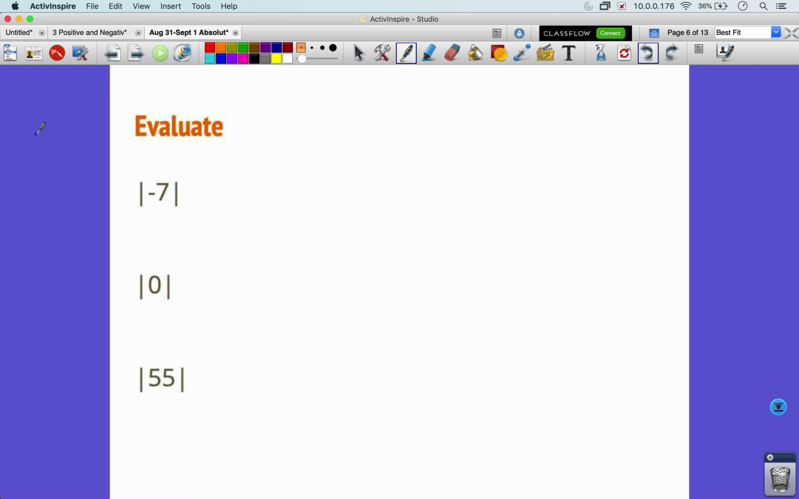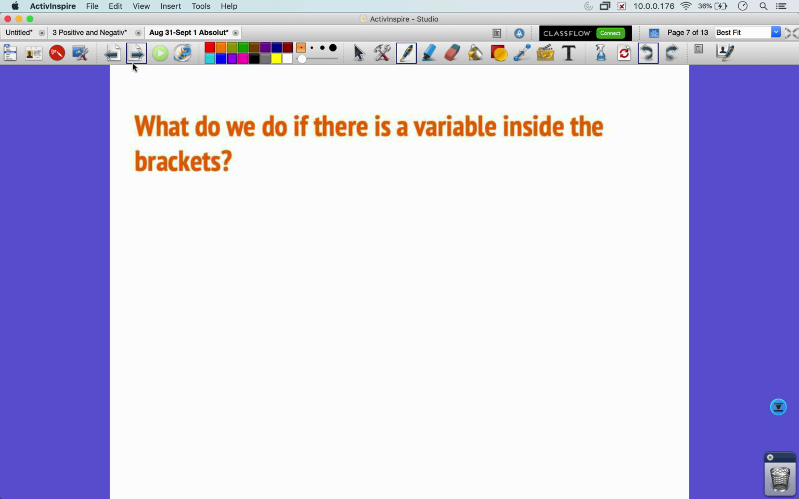All right, let's evaluate some absolute values. So when I'm taking the absolute value of -7, I say, how far is -7 from 0 on the number line? Well, it's 7 units away, so it becomes a +7. Absolute value of 0 just stays right at 0. 0 is 0 units away from 0. Absolute value of 55 is 55. So we could say absolute value brackets multiply negative numbers by -1 to make them positive, and then they leave positive numbers alone. That's one way to think about what they're doing.